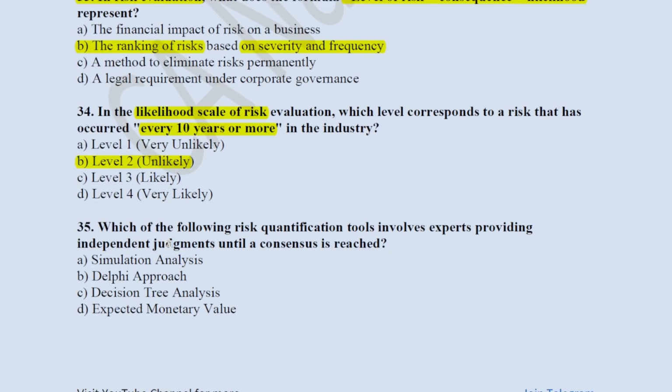Which of the following risk quantification tools involves experts providing independent judgment until a consensus is reached? Simulation analysis; Delphi approach; decision tree analysis, no; expected monetary value, no; simulation, no. The answer should be B, Delphi approach.